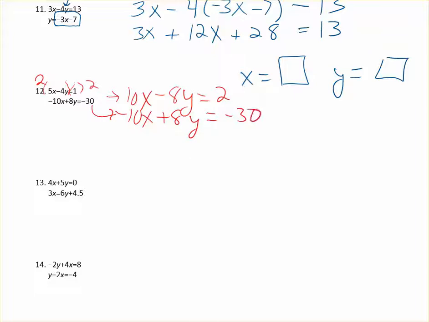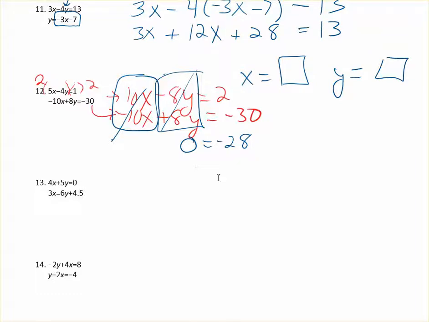This is very interesting. Look what happens. We have 10x minus 10x. Well, that cancels. I have negative 8y plus 8y. That also cancels. I don't have anything left on the left, so I write a 0. You can't just leave it hanging. And then on the right side, I have 2 minus 30 is negative 28. So when this happens, when you're left with no variables, look at whether you have a true statement or a false statement. This is clearly false.